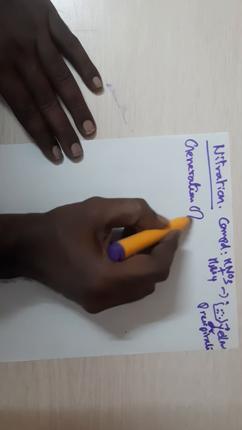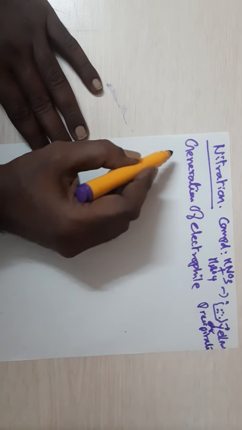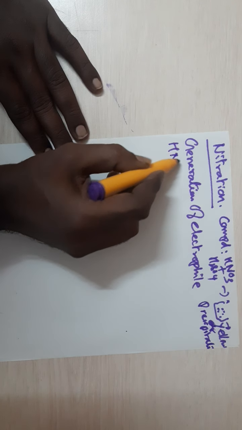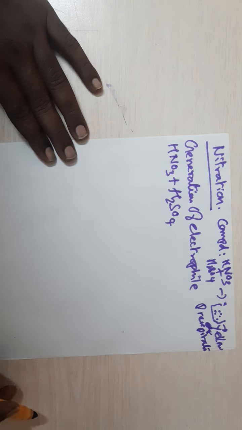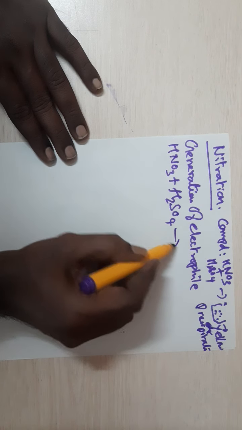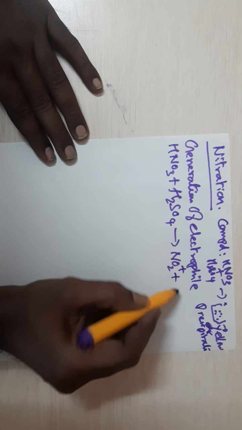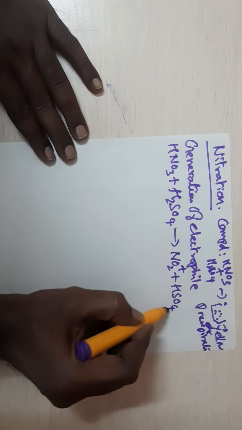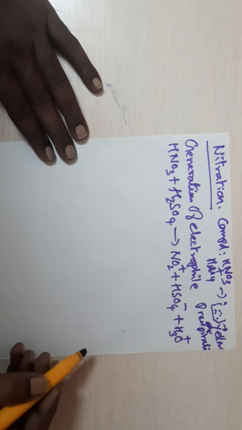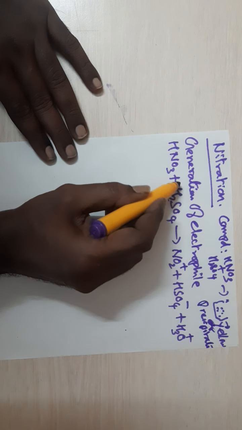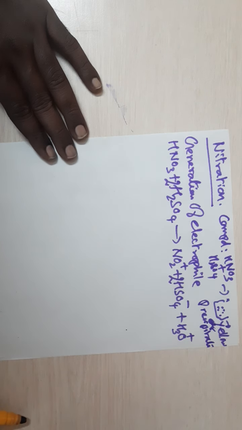Generation of electrophile. When you mix concentrated sulfuric acid, H2SO4, and concentrated nitric acid, HNO3, what happens you know? You get NO2+ as the electrophile, HSO4- and H3O+. If you balance the equation, then put 2 HSO4-, H3O+, NO2+. The equation is balanced.